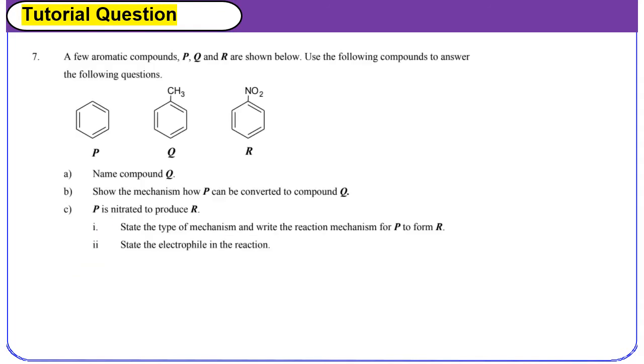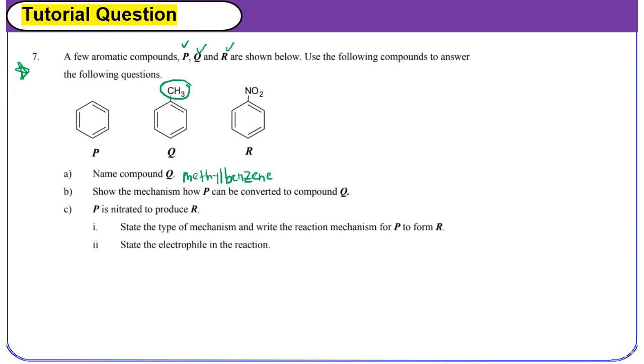Okay, let's discuss one tutorial question. Question number 7. A few aromatic compounds P, Q, R are shown below. Use the following compounds to answer the following questions. Name the compound Q. We have one substituent, known as methyl. An alkyl group consisting of one carbon is known as methyl, and it is attached to the benzene. So the name for compound Q is methylbenzene. We do not need to put the number 1 because there is only one substituent, so definitely this substituent is at carbon 1.